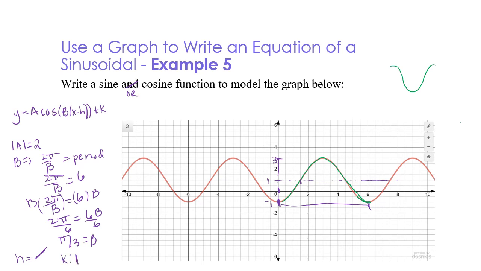So now we have the absolute value of our a value, we have our b value, our h value, and our k value. So we'll write this out as y equals, and we know it has to be a negative because we start at the minimum instead of at the maximum, the amplitude, which is 2, cosine of bx, because we don't have an h, so it's just going to be bx. So b, we said, was pi over 3, and then plus k. So our k is 1, so plus 1.